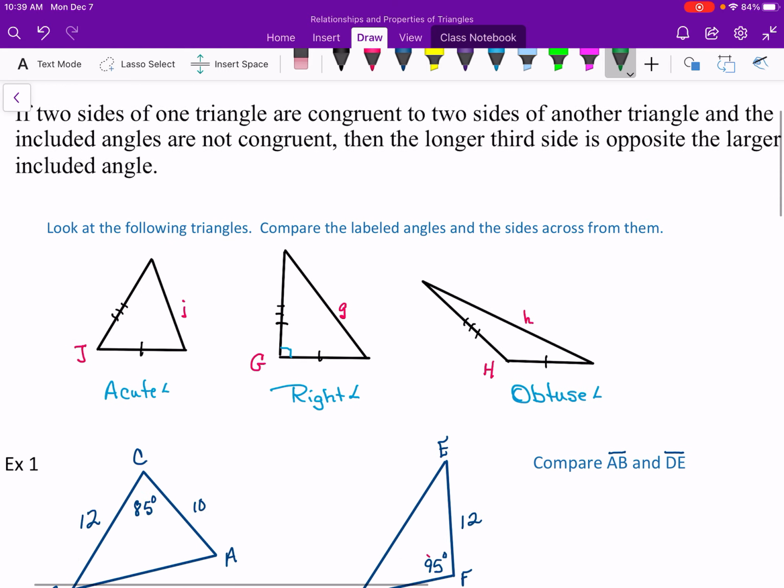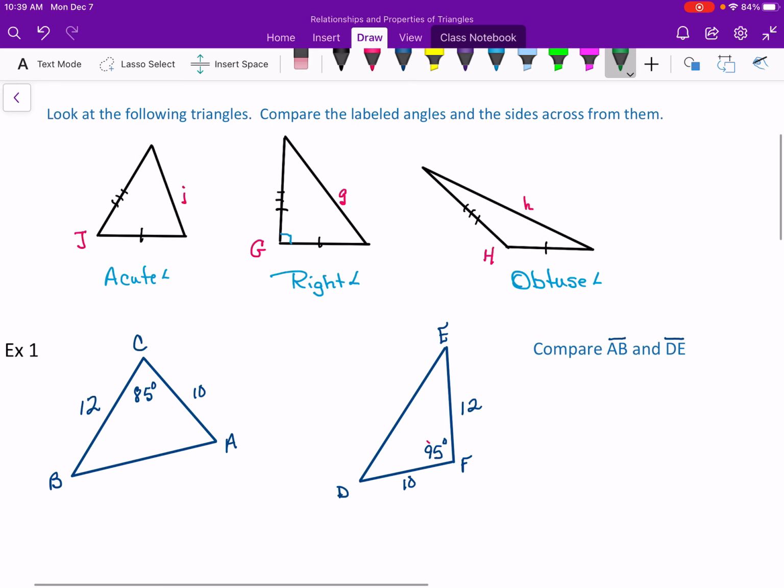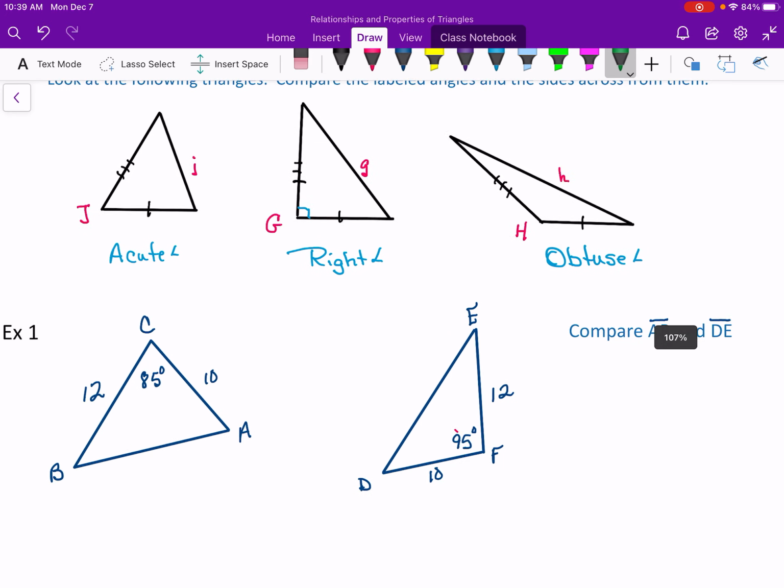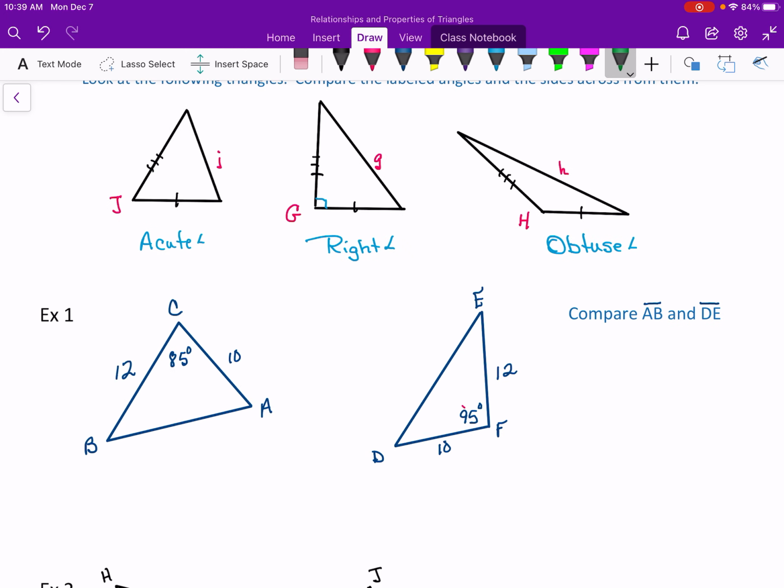We're not going to use it a lot, though I will tell you that this shows up on the ACT exam. At least one question, or usually one question. I shouldn't say at least, usually one question.